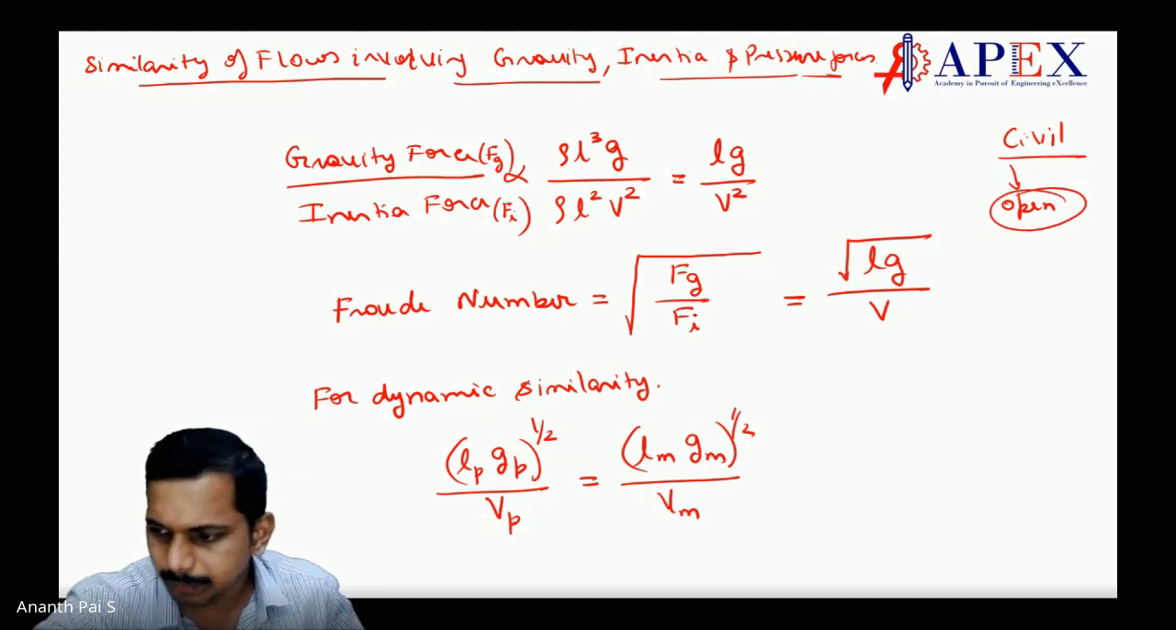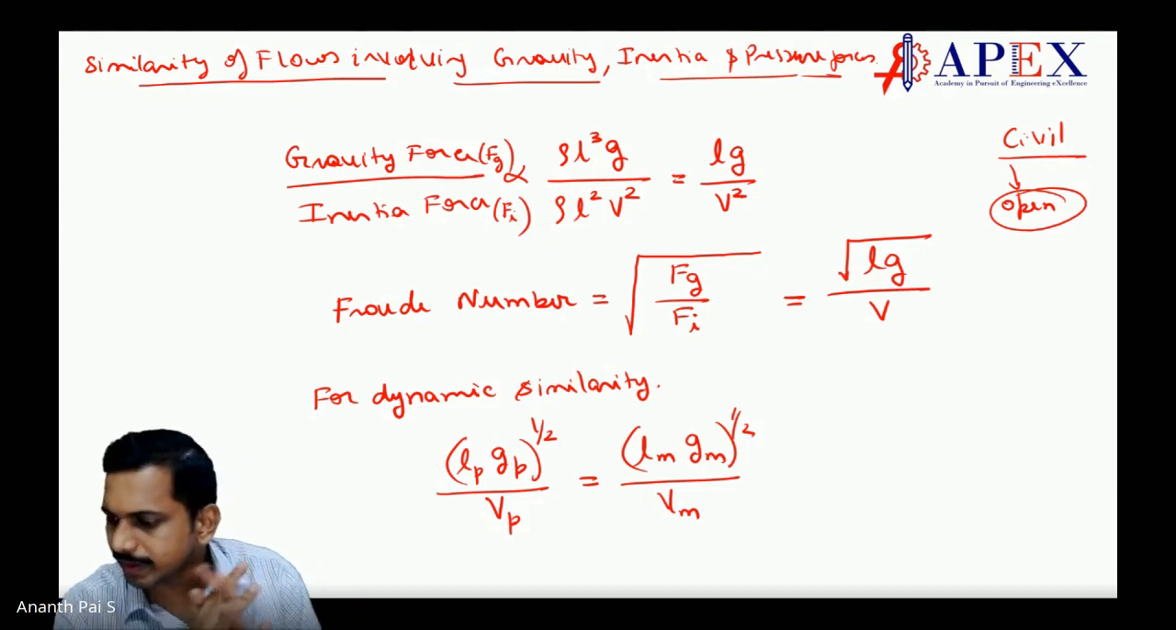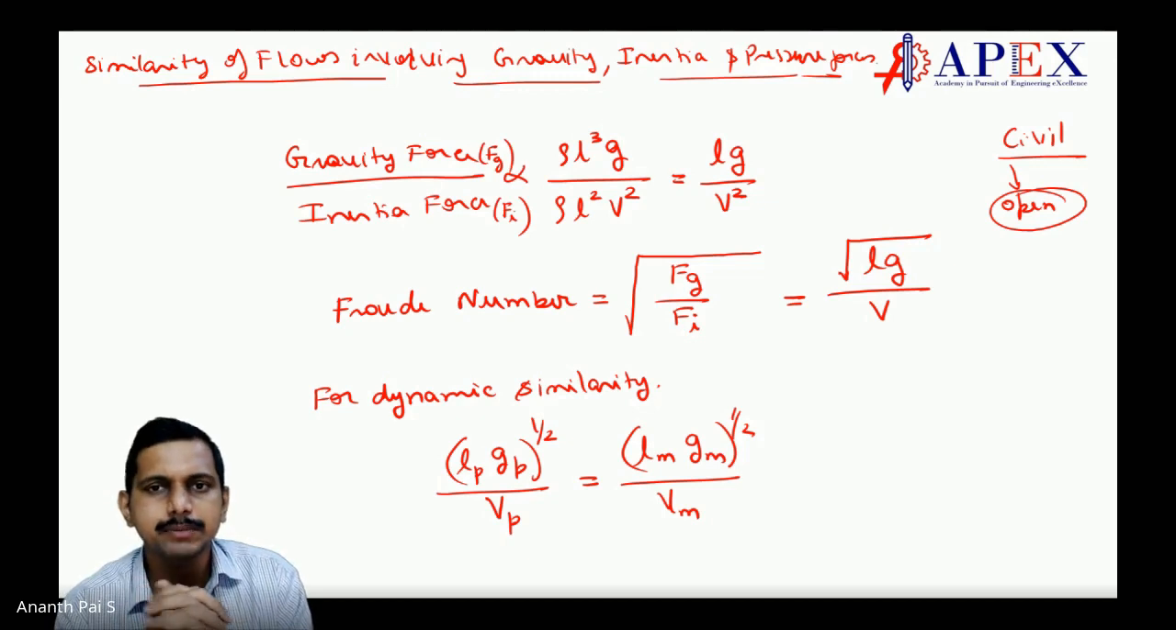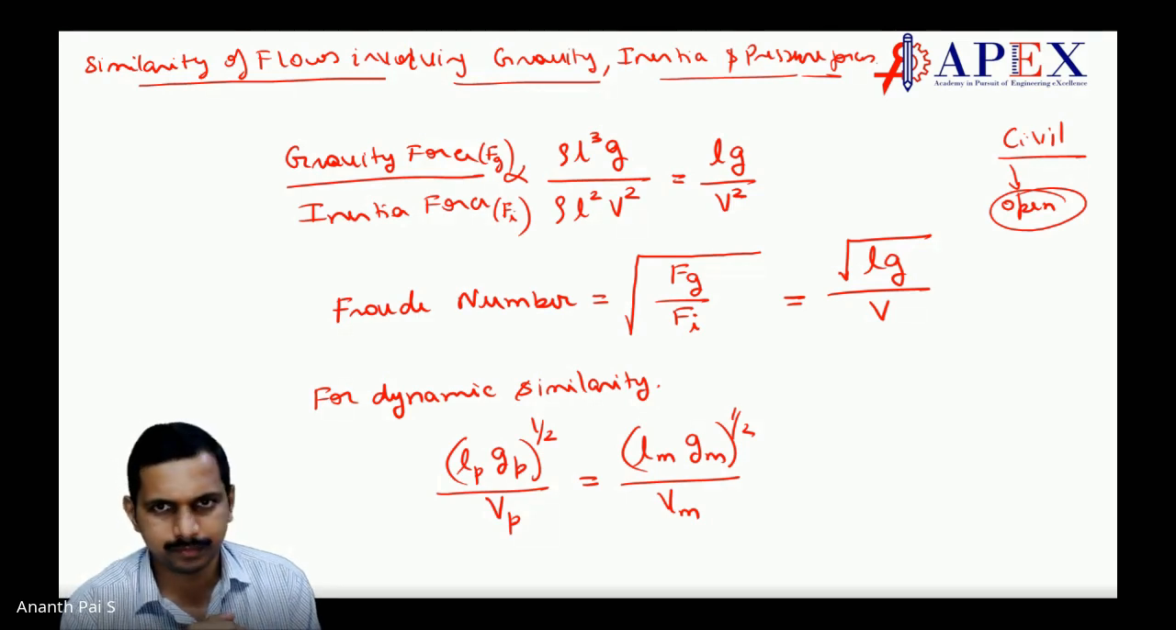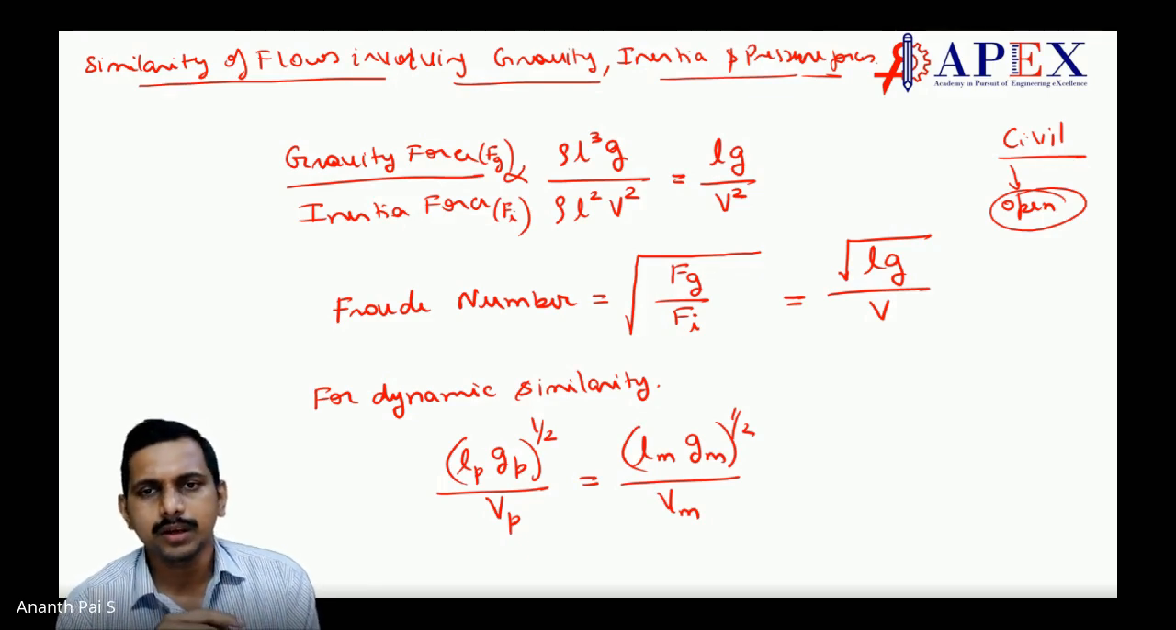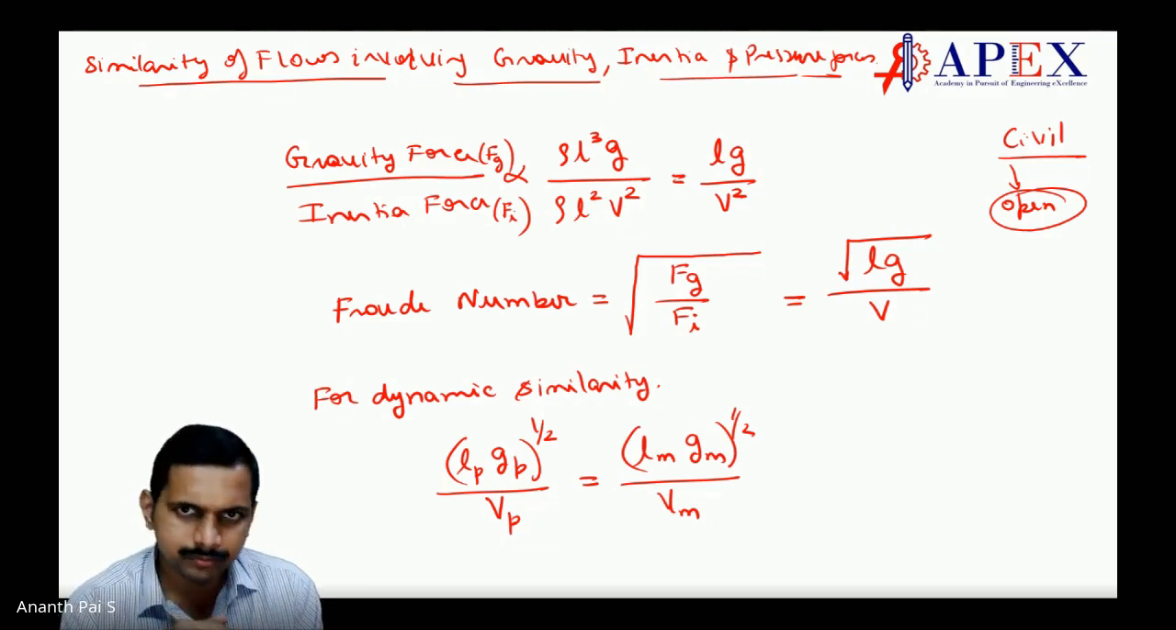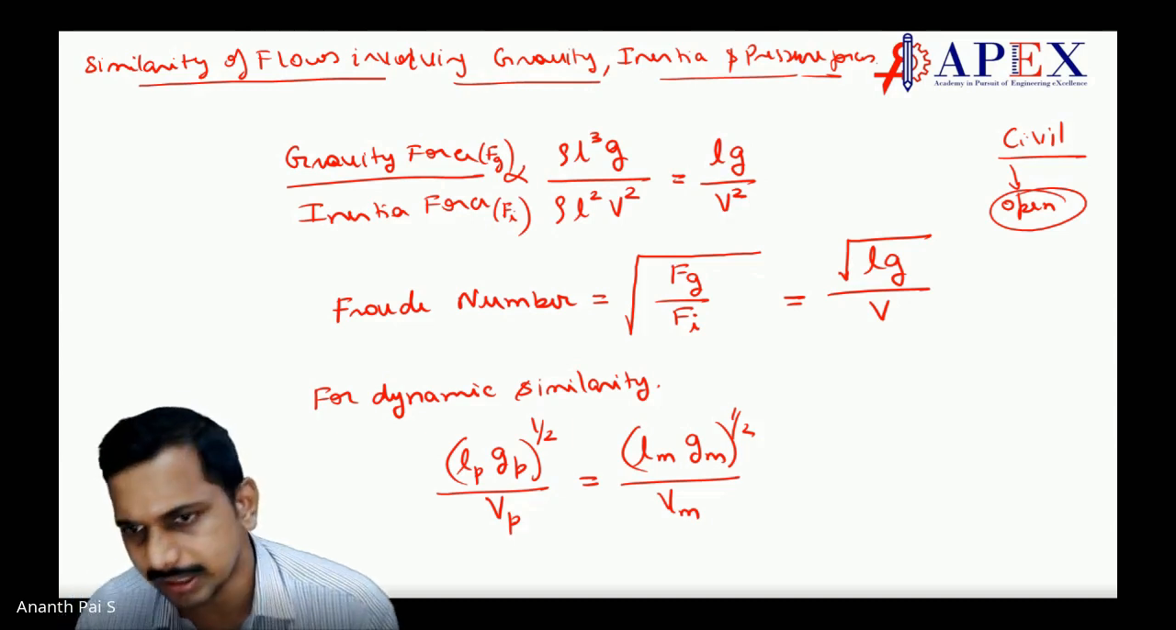So today we will complete the dynamic similarity by around 7:30 or 7:45. Then we will go with the dimension analysis, Buckingham Pi theorem. By tomorrow, Buckingham Pi theorem will be over, and the day after tomorrow, we will go with the questions which have appeared in GATE. That's enough.